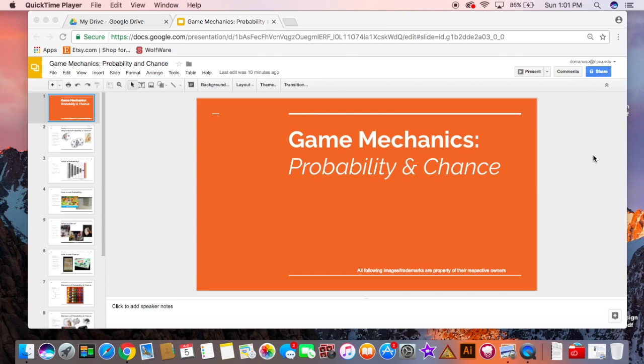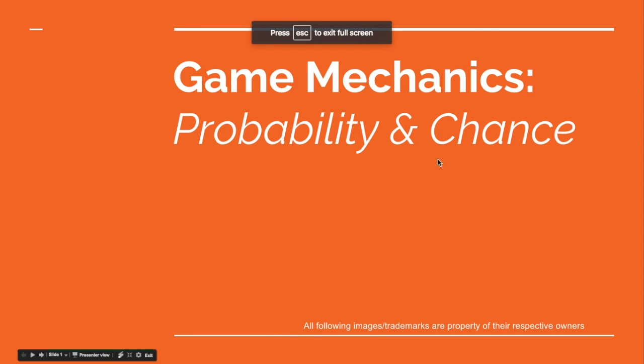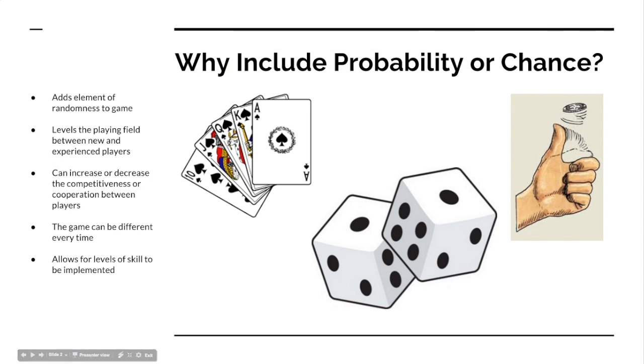So today we're going to talk a little bit about game mechanics, specifically within your game, kind of the differences between probability and chance, both of which are super important, and they play a vital role in what we do in game design. Let me just open this up here. So why include probability or chance?